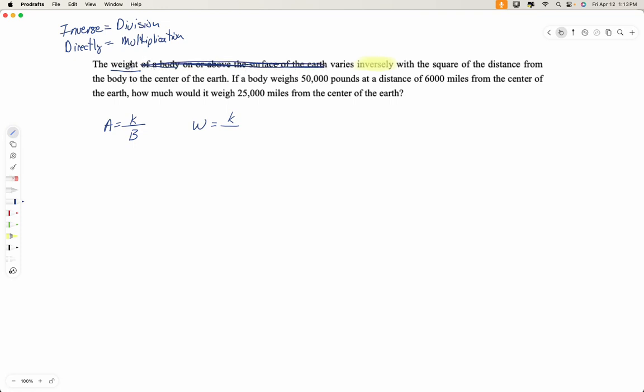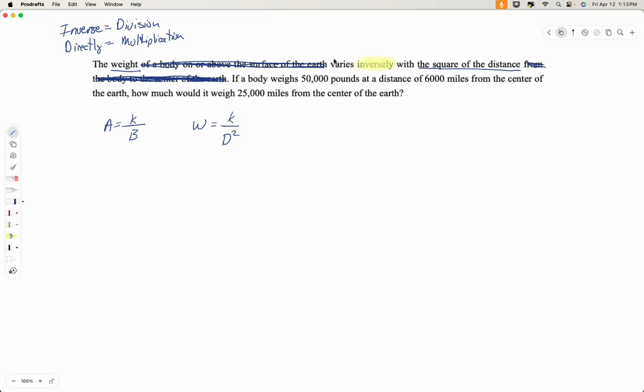We care about the weight that varies inversely with what? The square of the distance. So it's distance squared. Okay? Weight varies inversely with the square of the distance. All right? We don't care about the rest of it. We don't need to know from what to what. That's unnecessary. We need to know the subject and its direct object. That's what we're looking for.